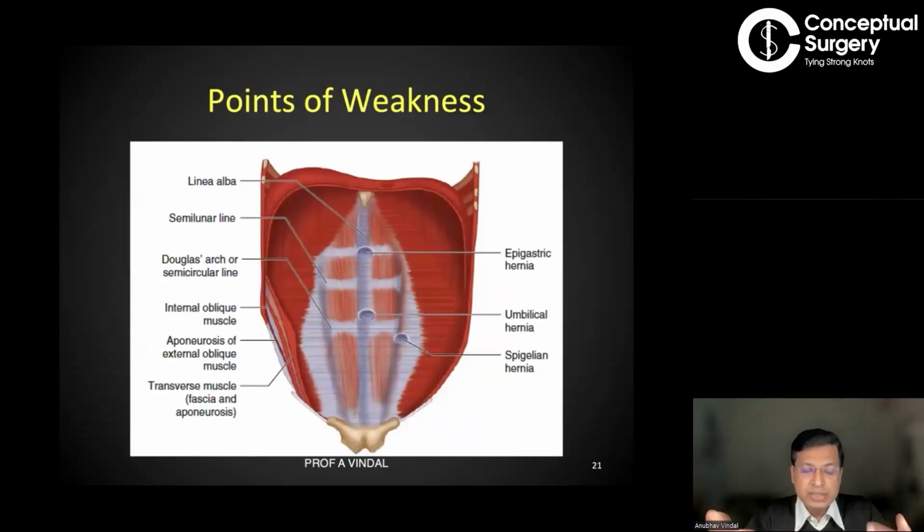So what are the different points of weakness? If we look at the abdominal wall from the inside, so this is the inside-out view, there can be a defect in the linea alba between the umbilicus and the xiphisternum, through which a hernia can emerge, and this hernia is known as an epigastric hernia. Then there can be a defect in the region of the umbilicus, through which if the hernia emerges out, it is known as an umbilical or a paraumbilical hernia. And then there can be a defect at the level of the arcuate line laterally, where if a hernia emerges out, it is known as a Spigelian hernia.